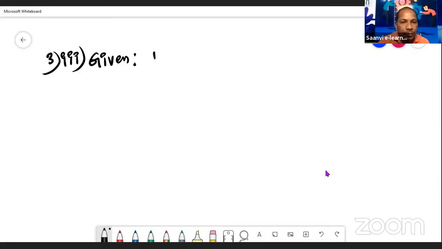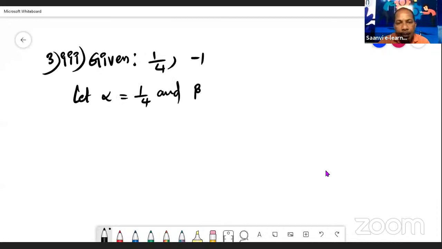1 by 4 comma minus 1. These are only zeros, not the sum of the zeros and product of the zeros. So in these given 2 zeros, one zero you take as alpha. Let alpha is equal to 1 by 4 and beta is equal to minus 1. Okay. The 2 zeros you take as one is alpha and another one is beta.